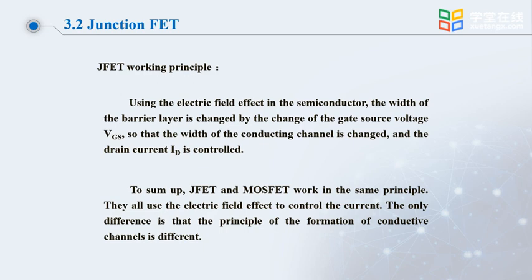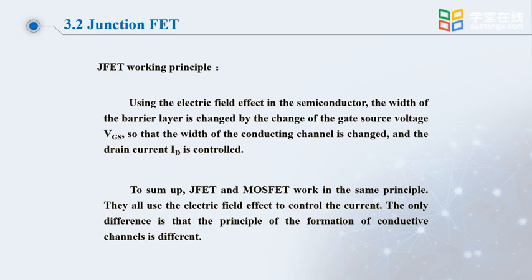It uses the electric field effect in semiconductors. A variation of the grid source voltage VGS changes the width of the barrier layer, thereby changing the width of the conductive channel and controlling the drain source current ID. So the junction FET and the MOS FET work similarly. They all use the electric field effect to control the current. The difference is that the formation principle of the conductive channel is different.